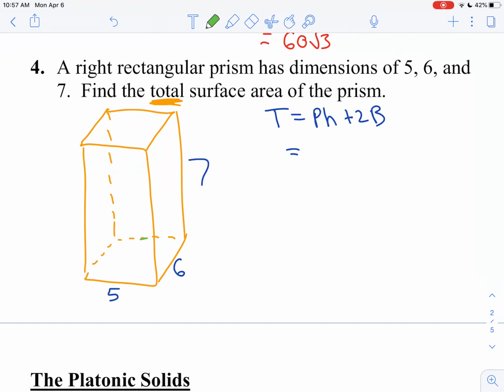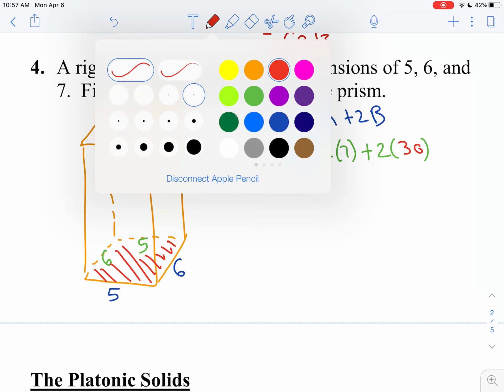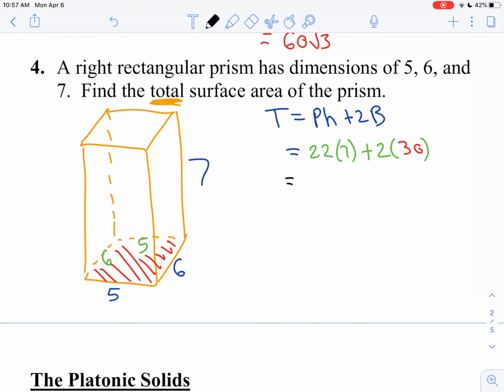So perimeter is 5 plus 6 plus 5 plus 6. That looks like 22. The height is 7 plus 2 times the base. Let's switch colors. So the base, I'm choosing this one to be the base, and that's 5 times 6 is 30. So let's switch colors again. And so what do we get? 22 times 7, I'm going to call it 154. I kind of did that too fast in my head. Fingers crossed. And then we'll call that 60.